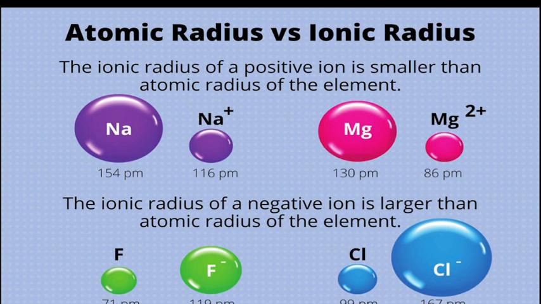Atomic radius versus ionic radius. The radius of a positive ion is smaller than the atomic radius of the element. This is smaller in size, this is greater in size. The ionic radius of a negative ion is larger than the atomic radius of the element.